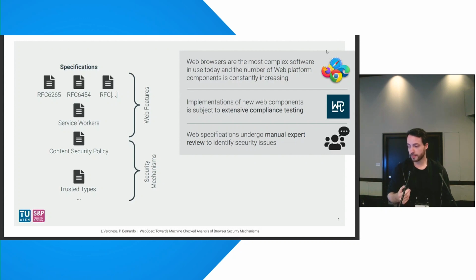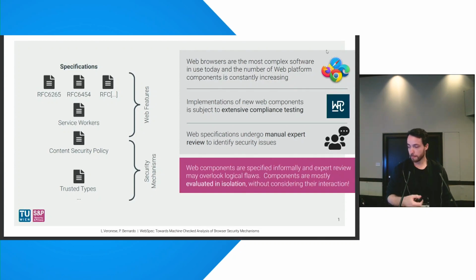The problem is that web specifications are only reviewed manually by experts and by discussion within the community. And this manual process may overlook logical flaws in the specifications for two main reasons. First, specifications are written in an informal way by mixing natural language and some slightly more structured algorithms. Secondly, these components are mostly evaluated in isolation without considering their interplay or how they compose.